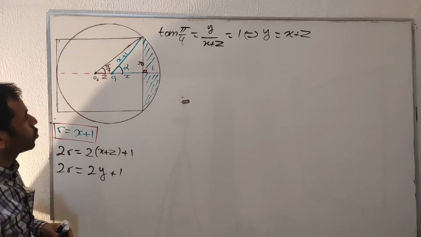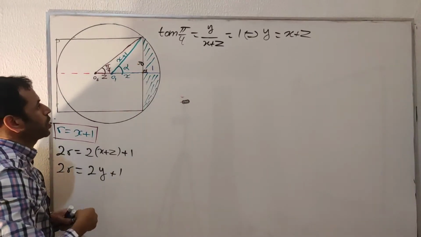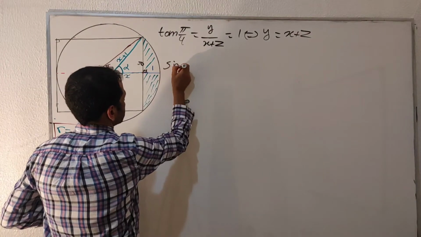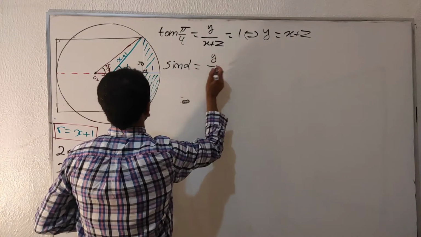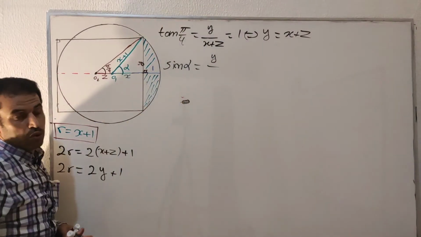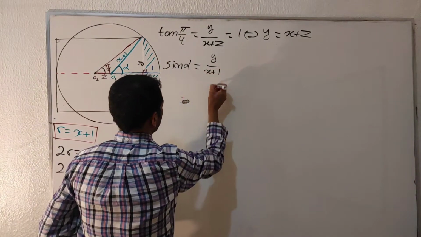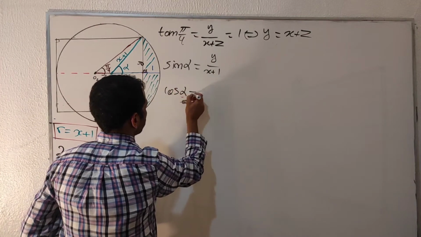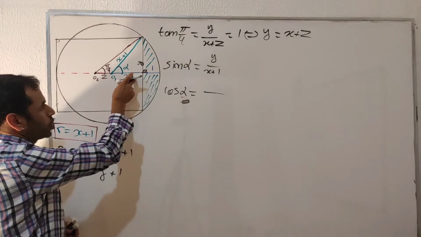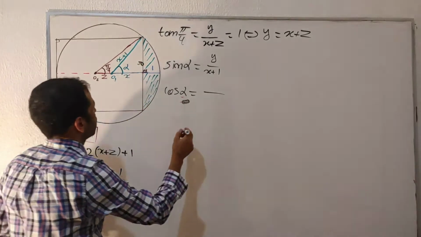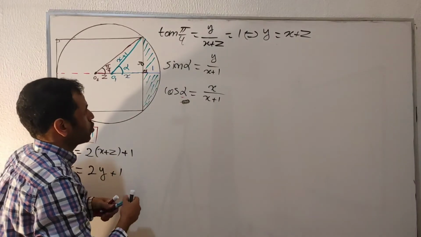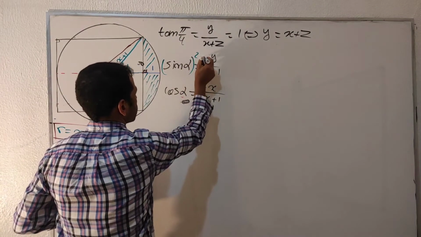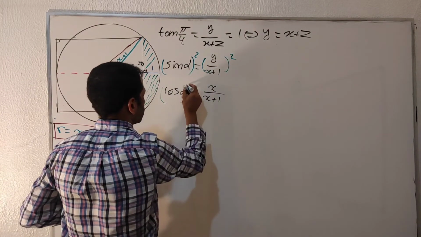Then I'm going to work on this triangle. Let's apply the sine of alpha here. Sine of alpha equals opposite, which is y, over this distance, which is the radius of this circle, X plus 1. Also, I can apply cosine of alpha, which is adjacent over hypotenuse, X over X plus 1. Let's square this one on both sides and square this one also.